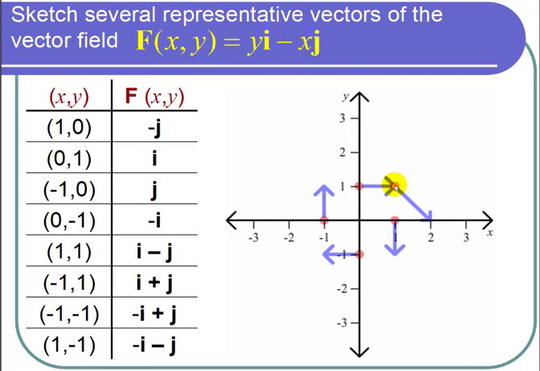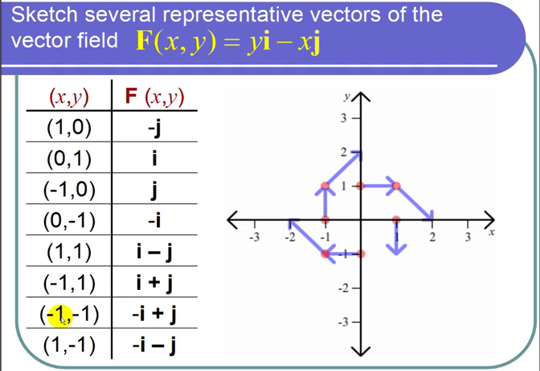Here's the point (1, 1), and i - j from that point. Here's the point (-1, 1), and i + j from that point. Here's the point (-1, -1), right here, and -i + j. And then finally the point (1, -1) and -i - j. And I get a representative vector field.